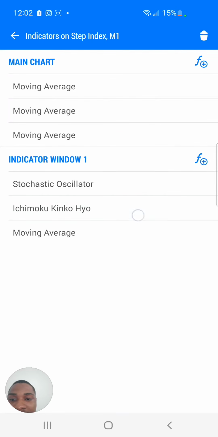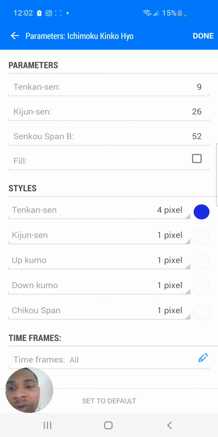Next indicator, we use the Ichimoku. For the Tenkan Sen, you use 9. Kijun Sen, you use 26. Senkou Span, you use 52. For the styles, the first one, 4 pixel, which is the Tenkan, you make it blue color. Just follow my steps right now so that it will be easier for you to understand. You don't have to make trading stressful for you. The first one is blue, while the rest of them, the Kijun Sen, the up Kumo, down Kumo, and the Chikou Span, everything should be the color of your screen, because they don't really need to show. That's just the essence of that.